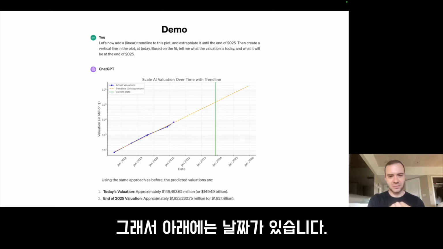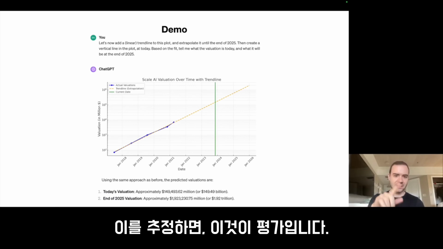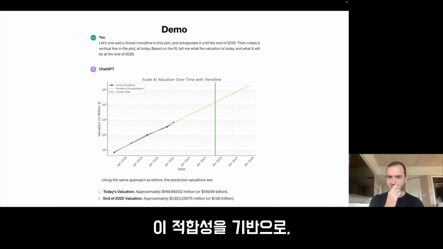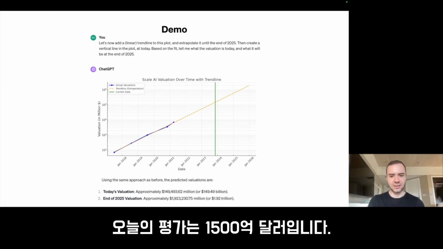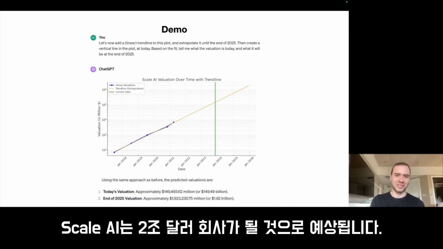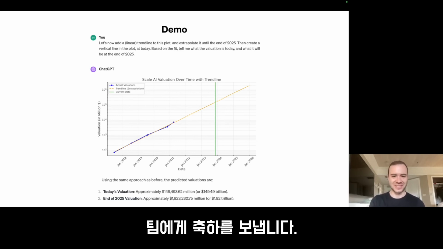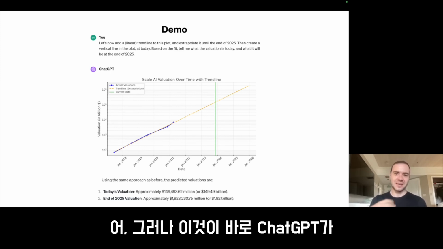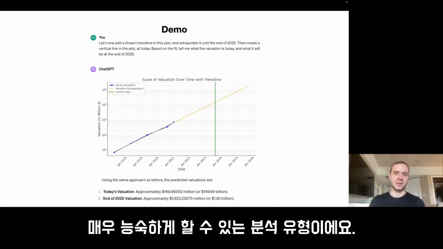So on the bottom, we have the date, we've extrapolated, and this is the valuation. So based on this fit, today's valuation is 150 billion, apparently, roughly. And at the end of 2025, Scale AI is expected to be a $2 trillion company. So congratulations to the team. But this is the kind of analysis that ChatGPT is very capable of.